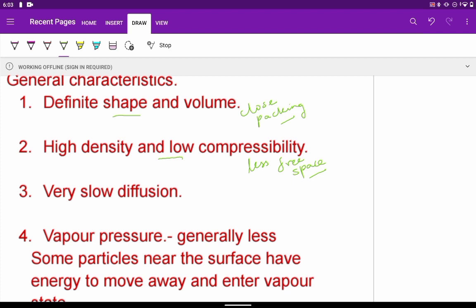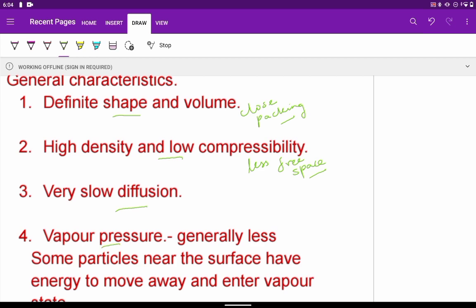They also show very slow diffusion. The diffusion in case of solid is negligible or very slow because the particles have permanent position and they are not able to move easily from their position.